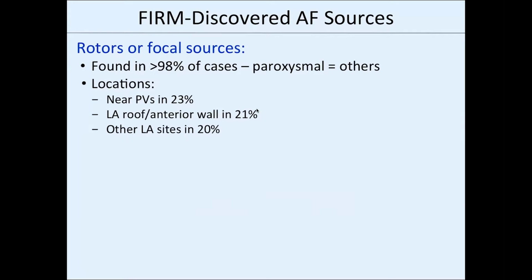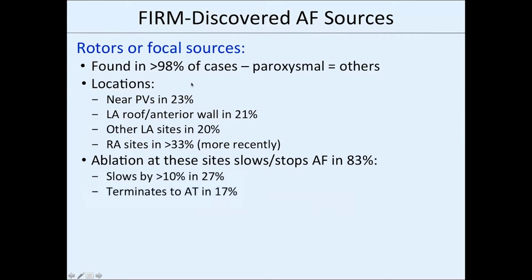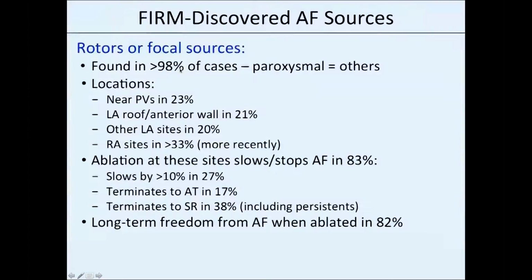With this, we find sources, either rotors or foci, in almost all cases, and these tend to be near the pulmonary veins in about a quarter of cases. This has been the impetus for doing pulmonary vein isolation first. If we're going to knock off some of these anyway with pulmonary vein isolation, let's just do it now and save the firm mapping time for anything that's outside of that area.